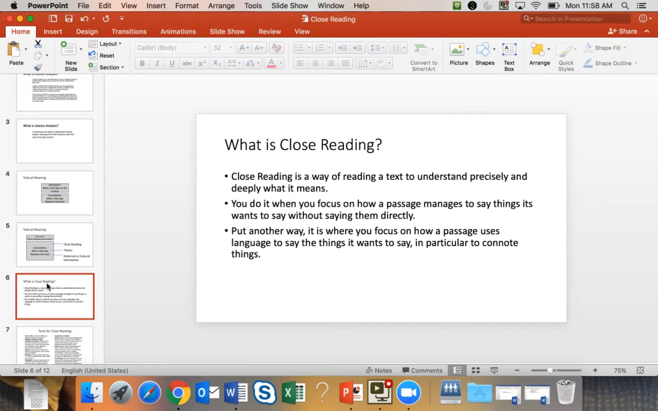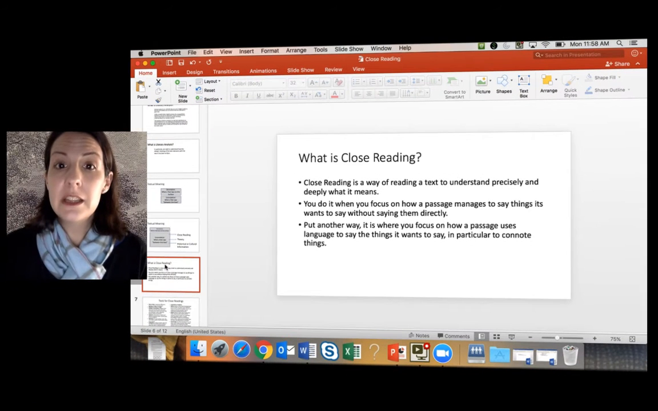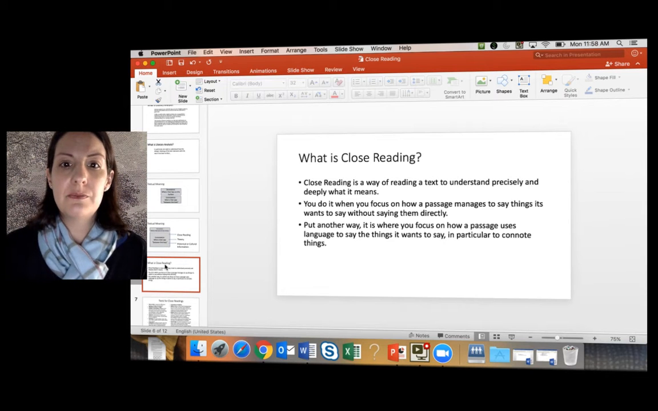So what is close reading? Well, close reading is a way of reading a text to understand precisely and deeply what it means. Now, you do it when you focus on how a passage manages to say the things it wants to say without saying them directly. Put another way, it's where you focus on how a passage uses language to say the things that it wants to say, in particular to connote things.